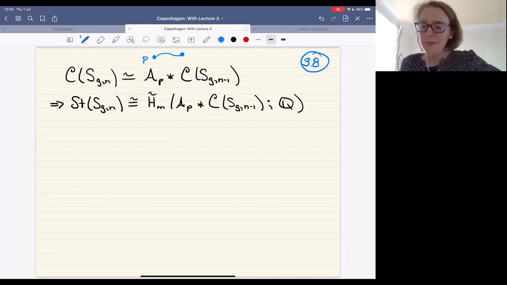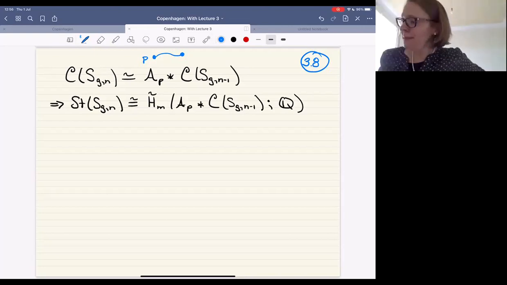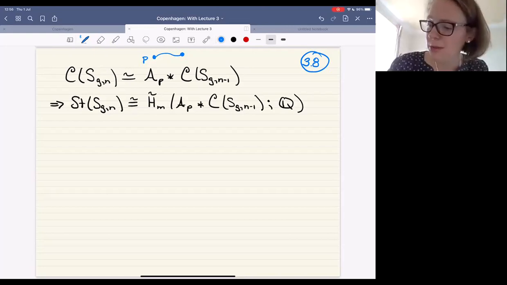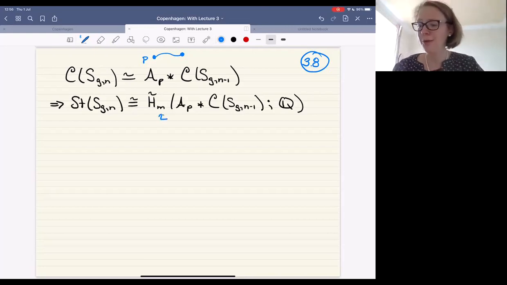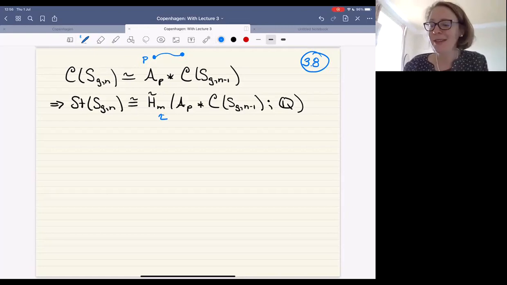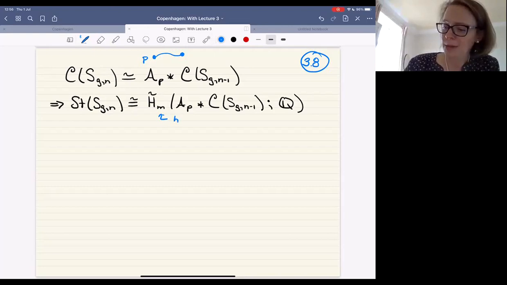So here, I just want to remind you, I'm trying to be consistent with my notation throughout these talks. So this M, this is the homotopy dimension. So maybe I'll just write that down.